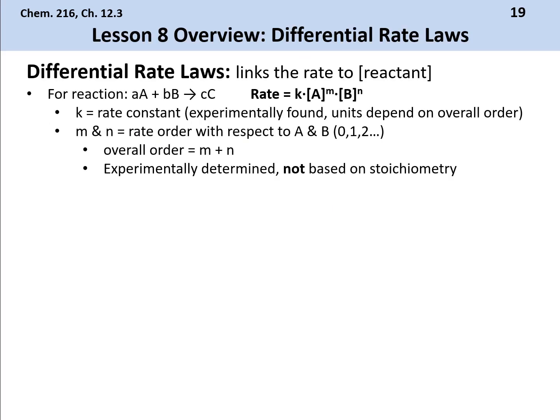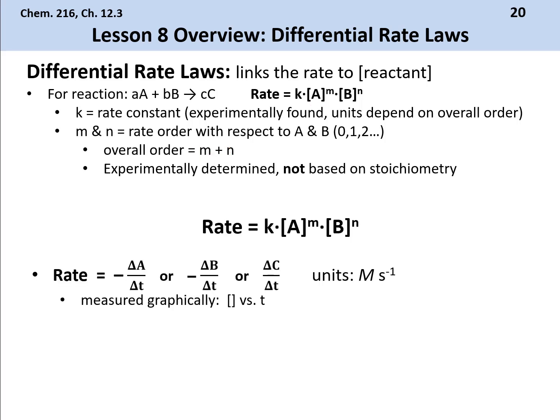Okay, so that is it for what we call differential rate laws, right? Differential rate laws link the rate of a reaction to the concentration of the reactant. Okay? We have M and N. These are my rate orders. They are not the same as the coefficients, right? So they're not based on the stoichiometry. We need to find these experimentally, and we'll do that next time.